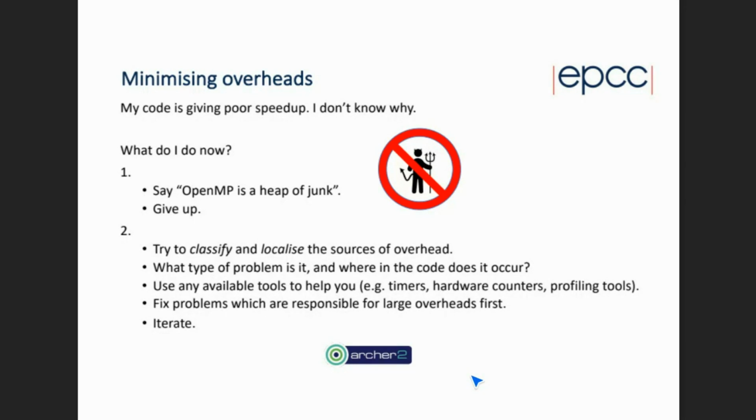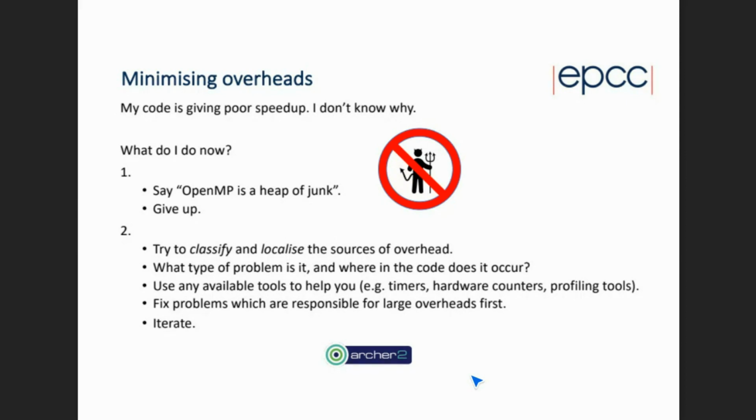I think the approach that I like to think about is to try and classify and localize the sources of overhead, and try to figure out what type of problem it is. Which one of those 6 sources of overhead is causing me the problem? It could be more than one, and whereabouts in the code is it happening? If I can work that out, then I have a fighting chance of being able to fix it. If I can't work that out, then I'm basically just shooting in the dark.